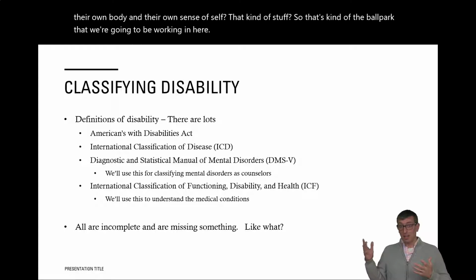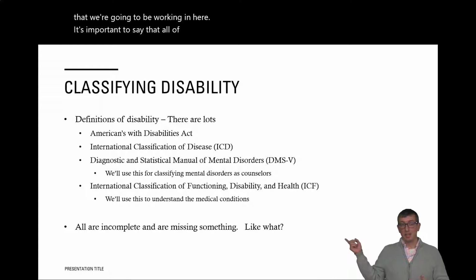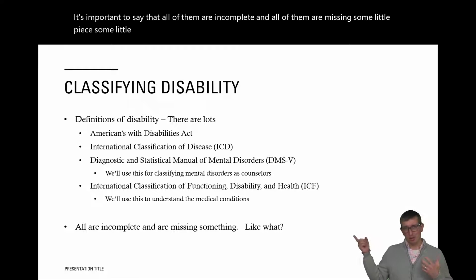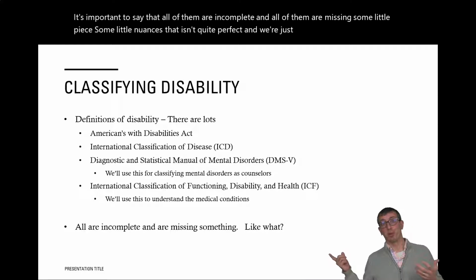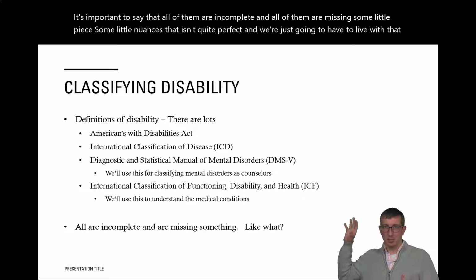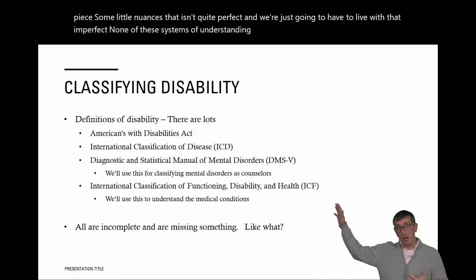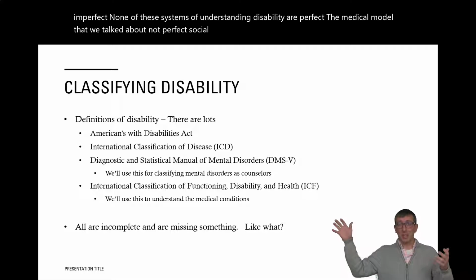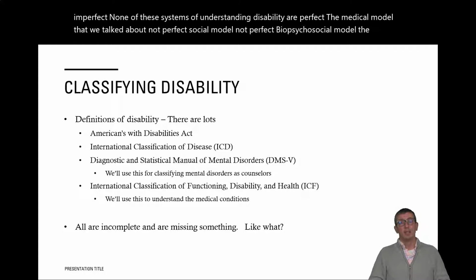It's important to say that all of them are incomplete, and all of them are missing some little piece, some little nuance that isn't quite perfect. And we're just going to have to live with that imperfection. None of these systems of understanding disability are perfect. The medical model that we talked about, not perfect. The social model, not perfect. Biopsychosocial model, the way we understand it now, not perfect.